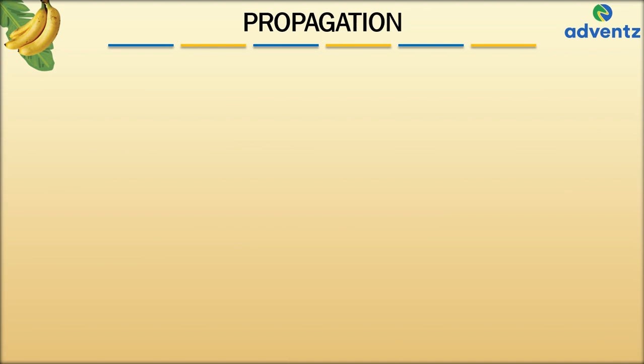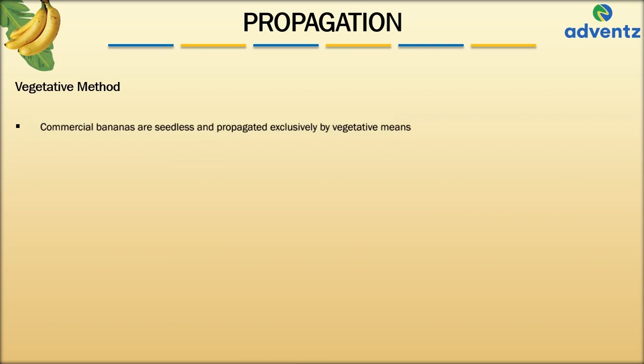There are two different types of propagation method for banana: vegetative method and tissue culture method. Let us start with vegetative method. Commercial bananas are seedless and propagation is exclusively by vegetative means. Banana is mostly propagated by rhizomes and suckers.